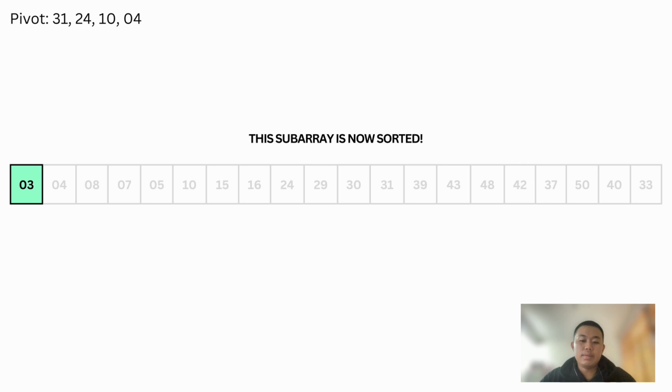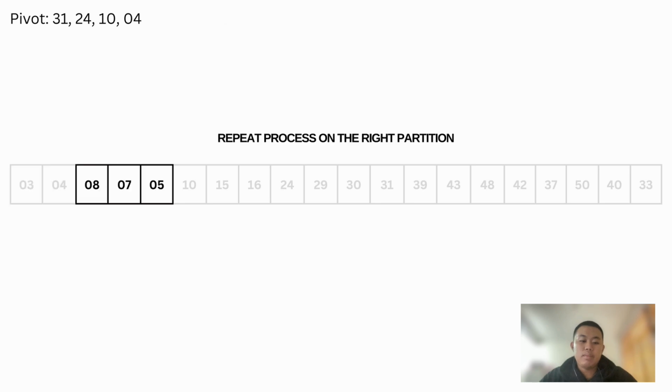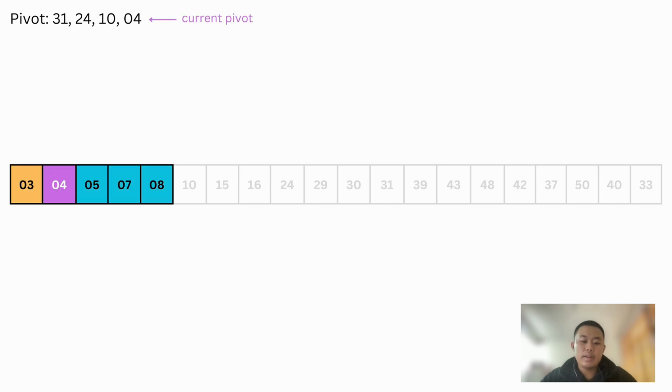Now this is by default sorted, so we would move one step up, then move to the right partition, sort the first, middle, and last elements. And now this subarray is now sorted. We would move back up. Now this array is already sorted too, so now we would move one step up again.